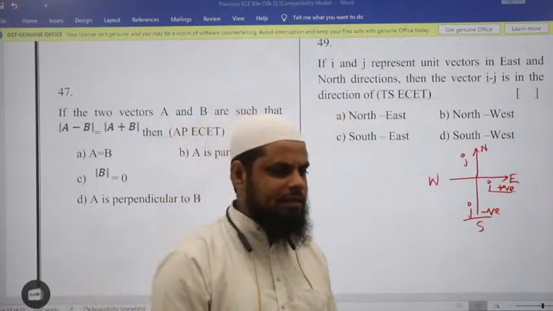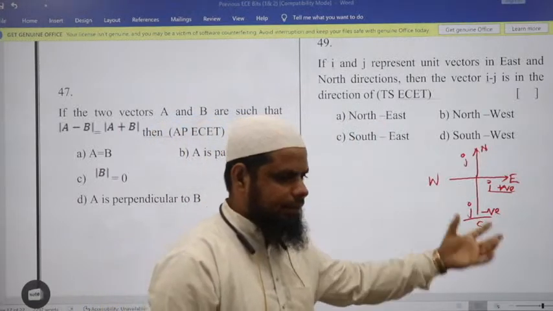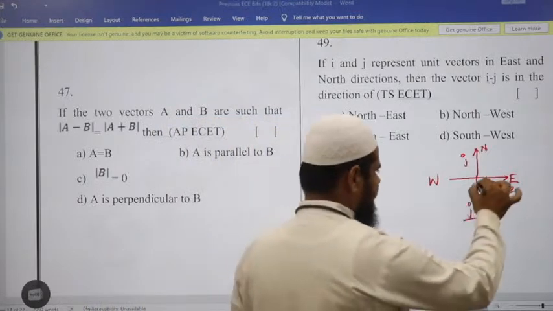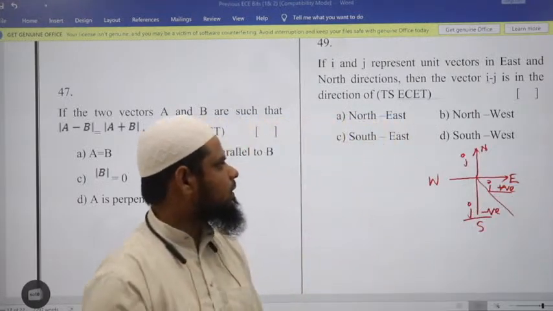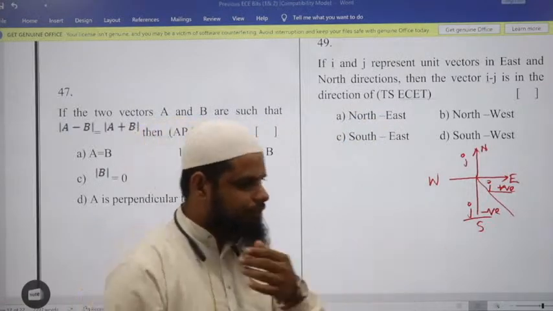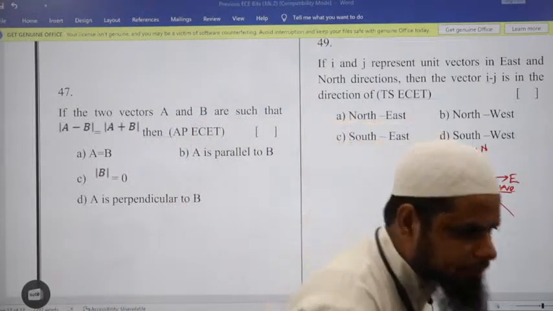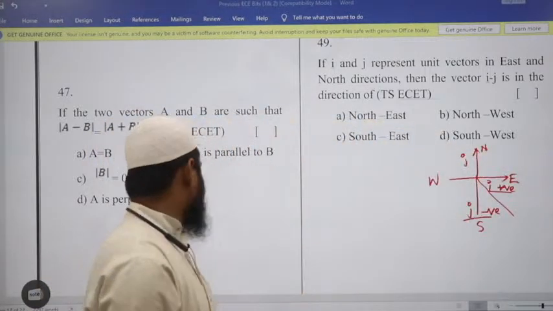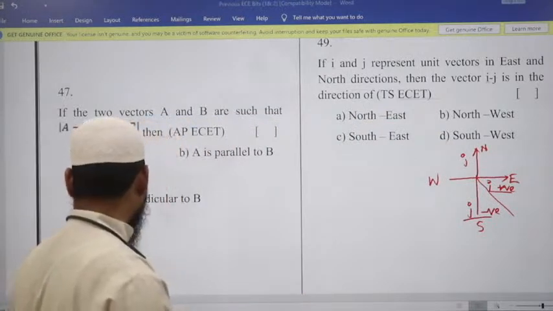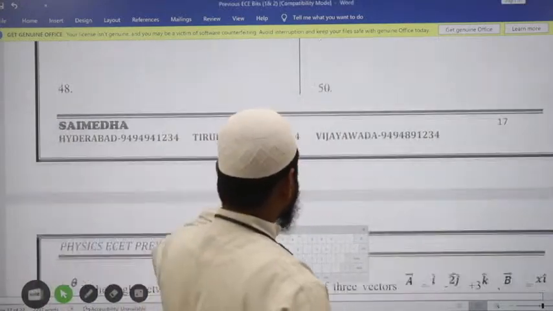So what we need? The negative J and the positive I, then their resultant. Can anyone guess? Already most of the things I have done. So this would be the resultant. What is that? Southeast. Yeah, very good. Nice guessing, Swarna. Good, ma. So that is the clue, and the answer. Move on to the next one.